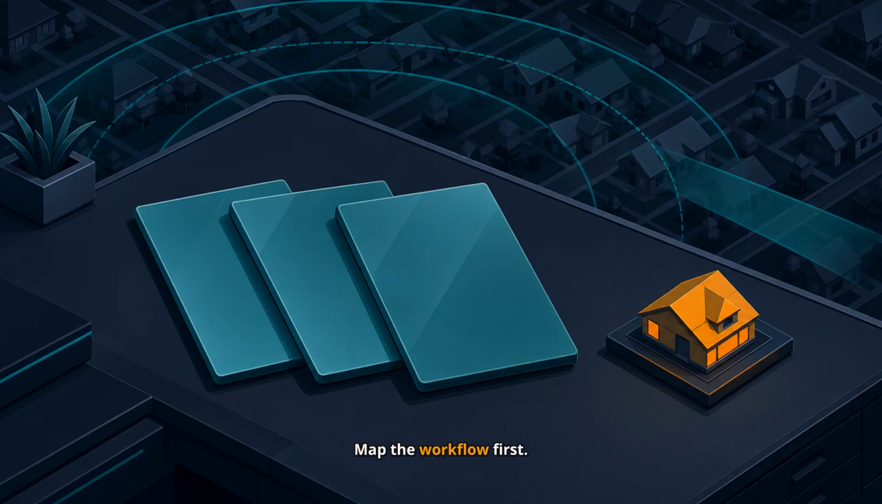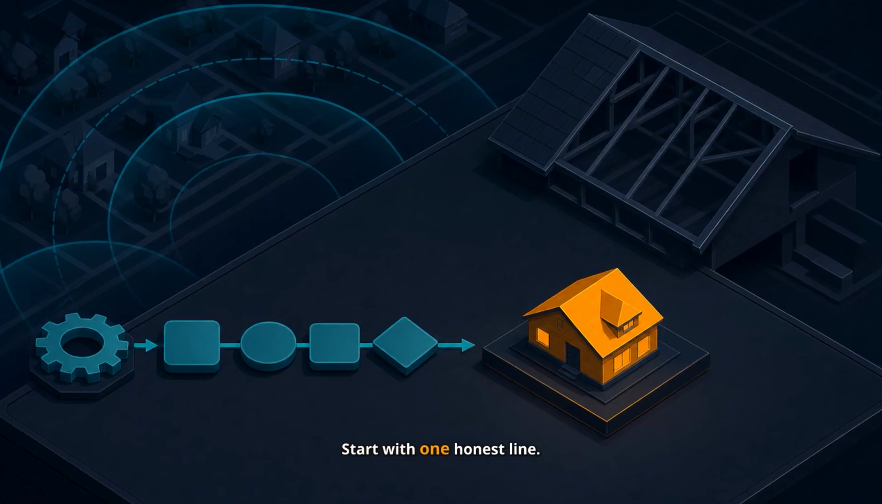Map the workflow first. Score the platforms on what your shop actually does. Test the ugly jobs, own your data, roll it out clean. The tool is the easy part. The standard it enforces is the part that pays. Start with one honest line.